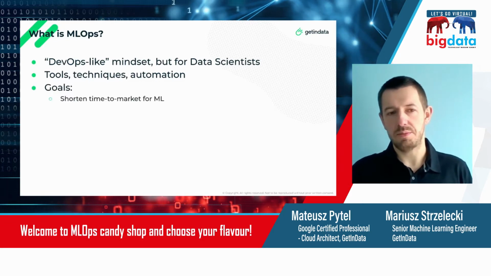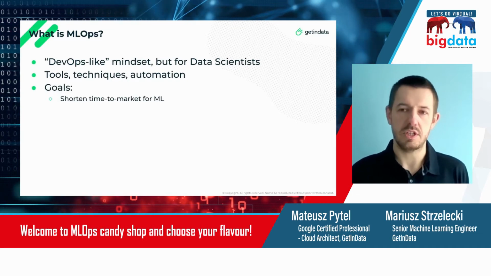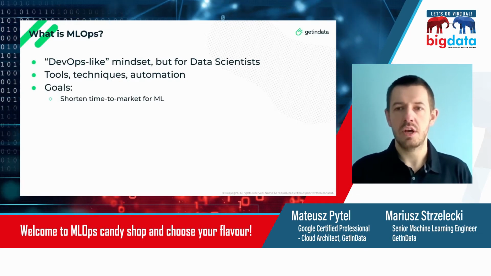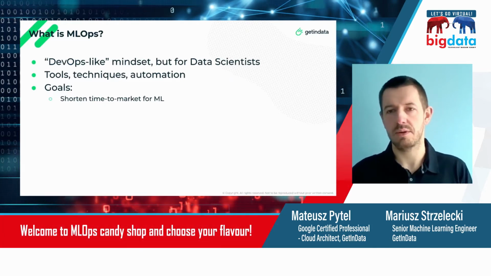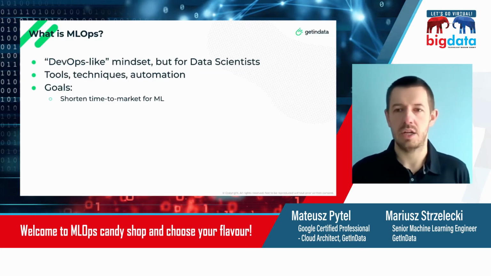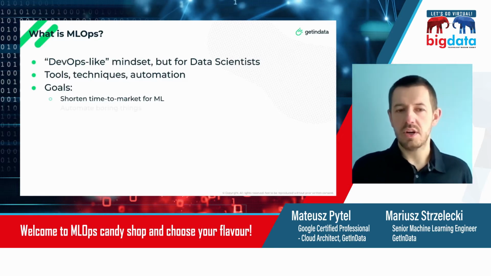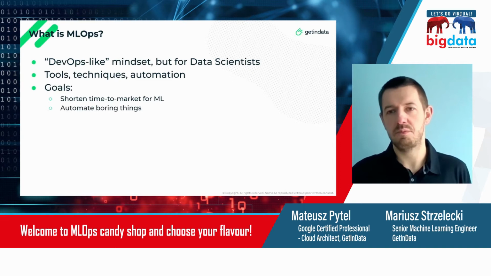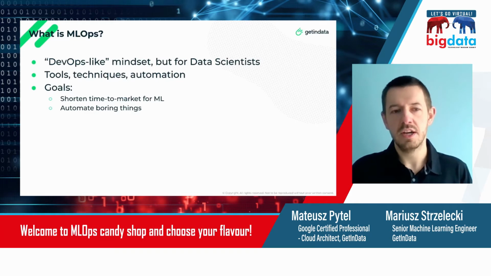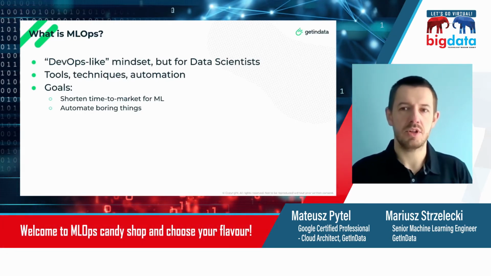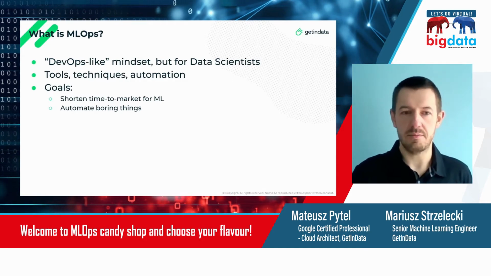The main goals of MLOps are, well, first, shortening time to market for machine learning. We know it already from the companies that we work for, that the time since the model development to the model deployment to production is currently counted in months. We would like this to take weeks or even days. Also, automating boring things. We all hate boring things, and we know that IT is mostly about automating things that are boring. And in creating and deploying a model, there is also a set of steps that can be automated, and MLOps is about automating them all.